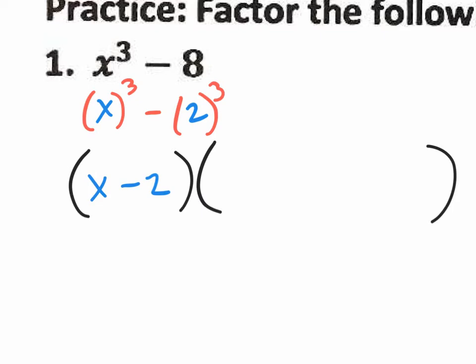X minus 2. That's it, right? Okay, so now that we know our a and b, let's plug it into our formula. We already did the first binomial. Now we have the trinomial. Now, I've always said to use parentheses when you plug it into the trinomial, right?